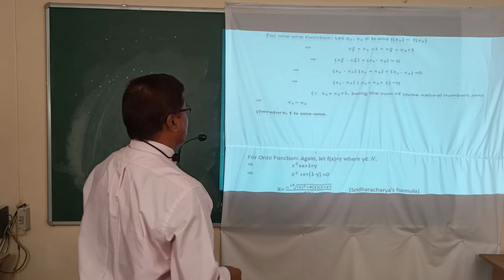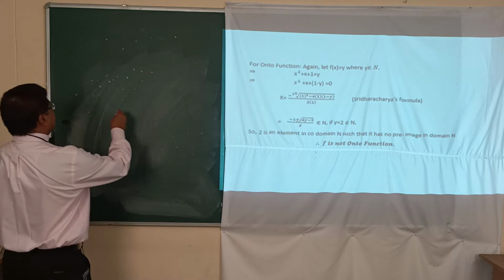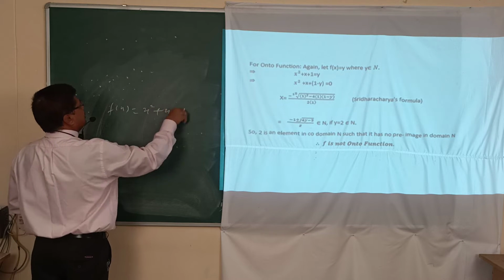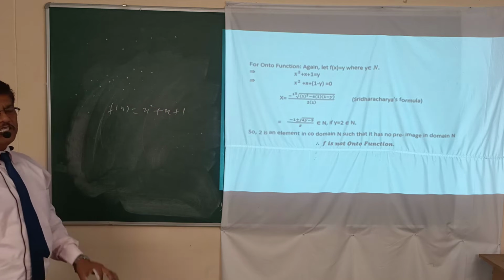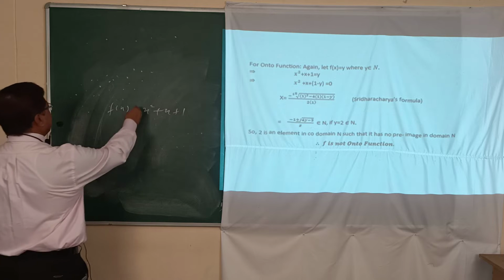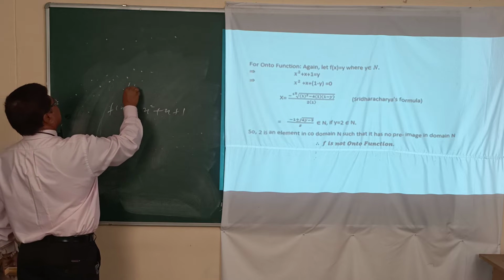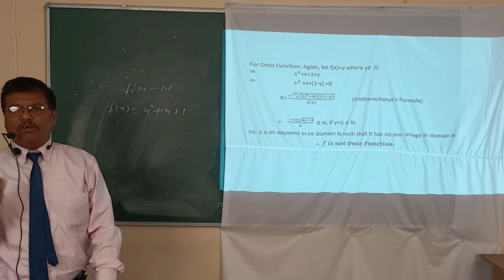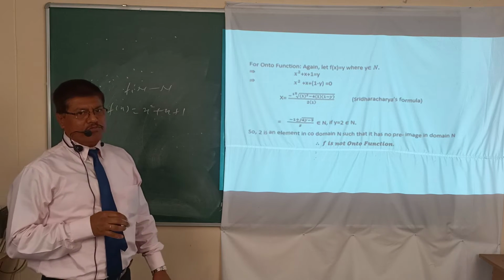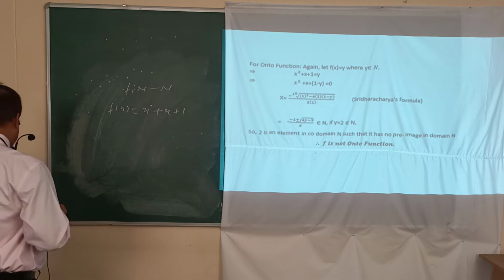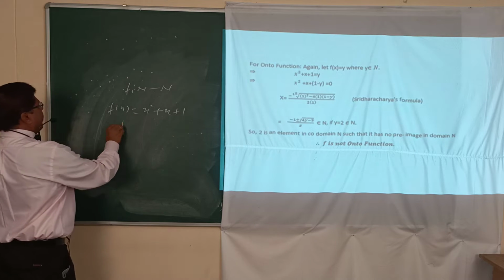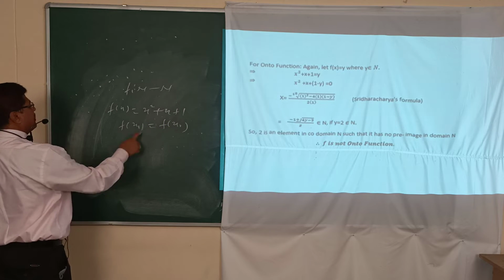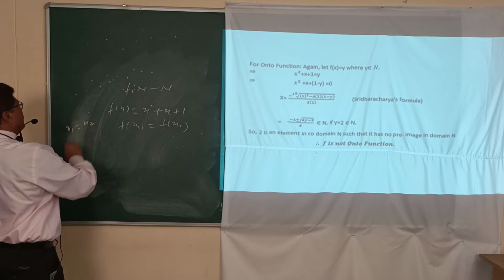Now, in this, we will take one more example. Suppose any function is given, x square plus x plus 1, and here x belongs to natural numbers. Now we want to prove that this function is one-one and onto also. Then how to prove this? So first we'll prove f(x1) is equal to f(x2). As you know, from this you prove that x1 is equal to x2.